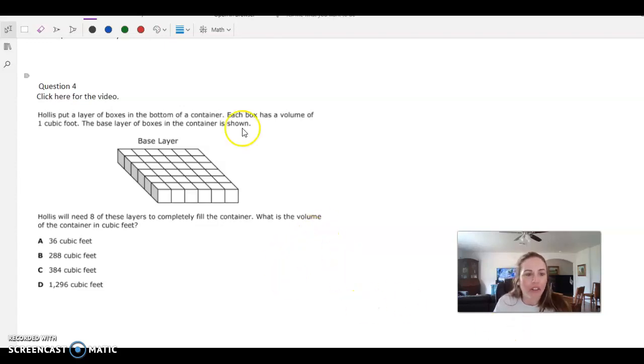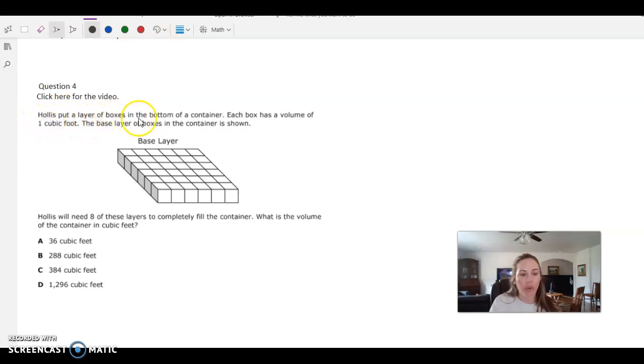Okay, here's another volume question. Once again, having a little trouble with volume can be a difficult, geometry or measurement is always kind of difficult. Remembering your formulas, which one to use. So let's read the question.